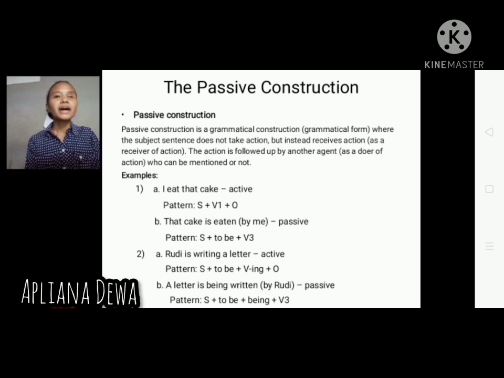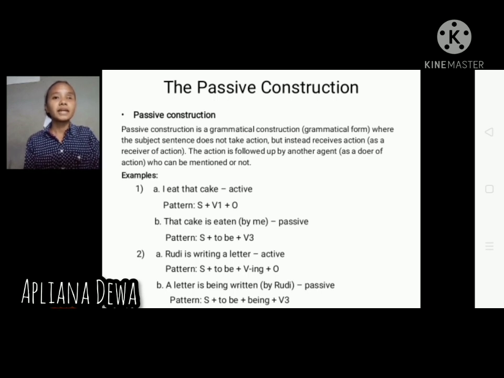For example, "I eat that cake." This is an active sentence, and the pattern of this sentence is I as a subject, eat as verb, and the cake as an object. And the passive form of this sentence is "The cake is eaten." Okay, the second example is "Rudy is writing a letter," and the pattern is Rudy as a subject, is as to be, writing as verb-ing, and a letter as an object.